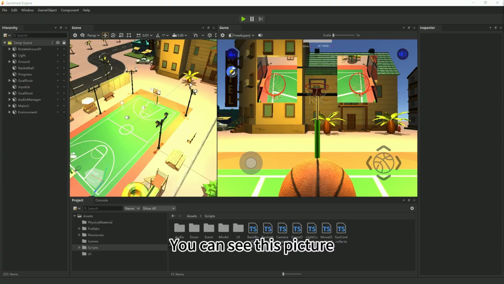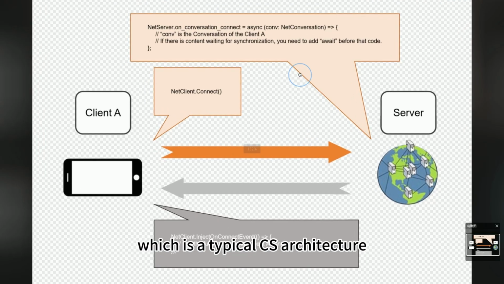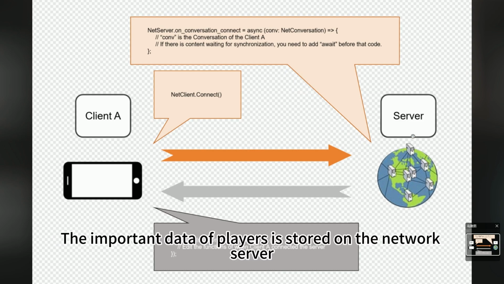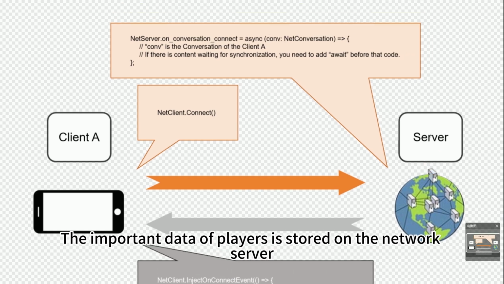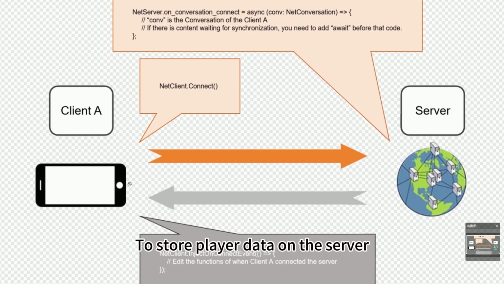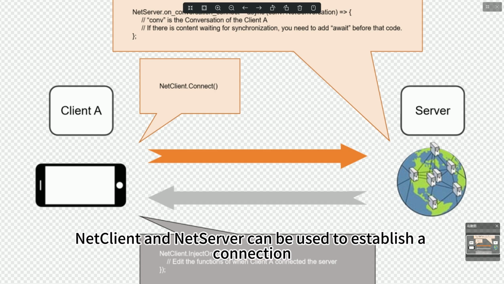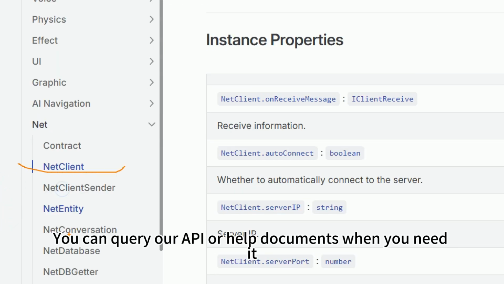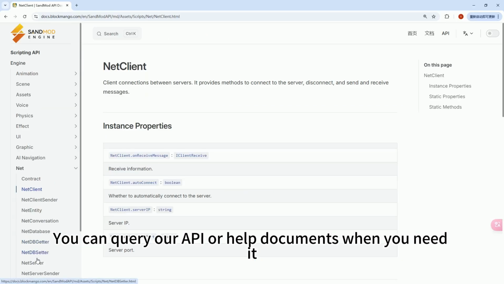You can see this picture, which is a typical CS architecture. The mobile device used by players when playing games is a client. The important data of players is stored on the network server, that is, the server side. To store player data on the server, you must first establish a connection. NetClient and NetServer can be used to establish a connection. You can query our API or help documents when you need it.